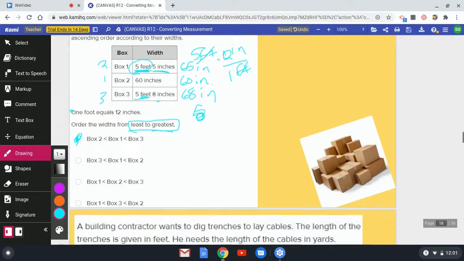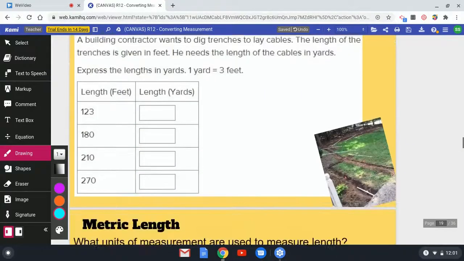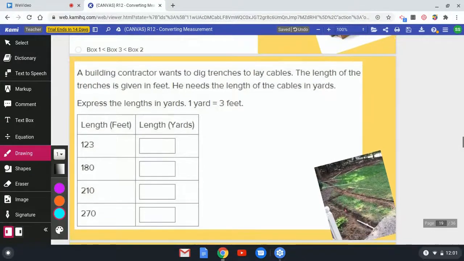All right. Try this one on your own. This one's similar to the cake one. All right, a building contractor wants to dig trenches to lay cables. The length of the trenches is given in feet. He needs the length of the cables in yards. Express the length in yards.